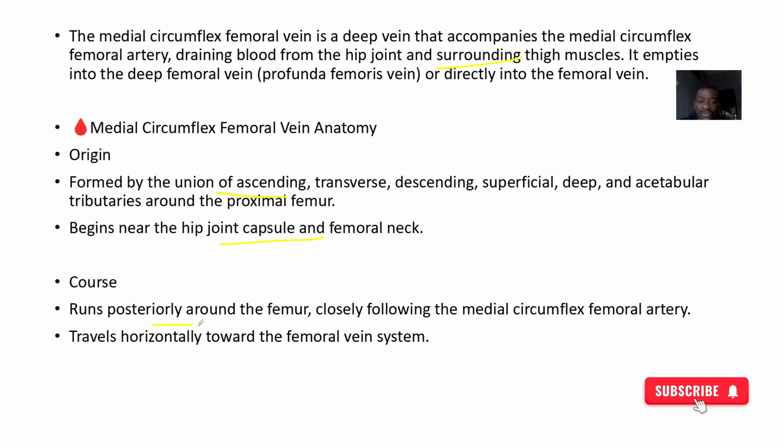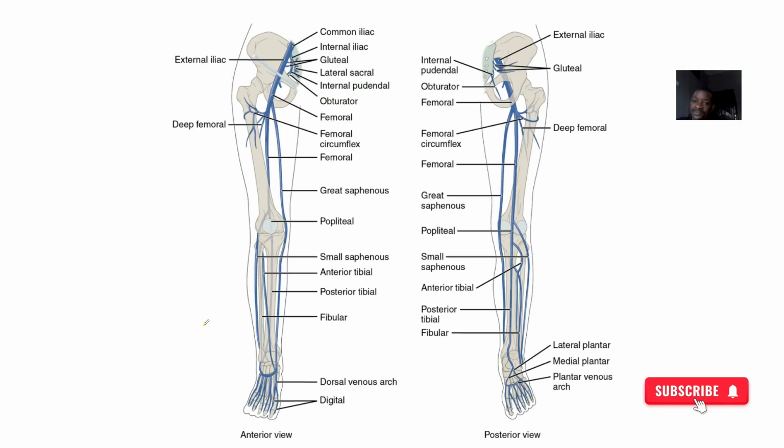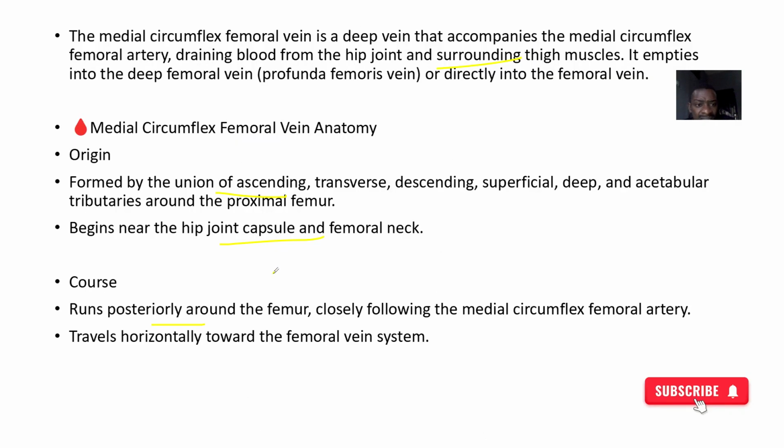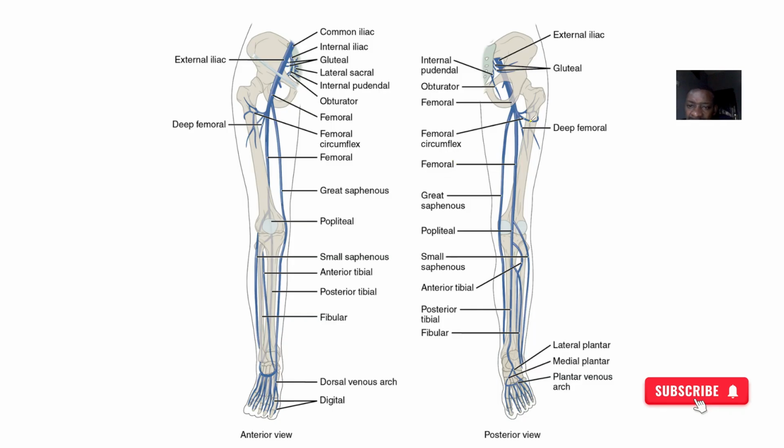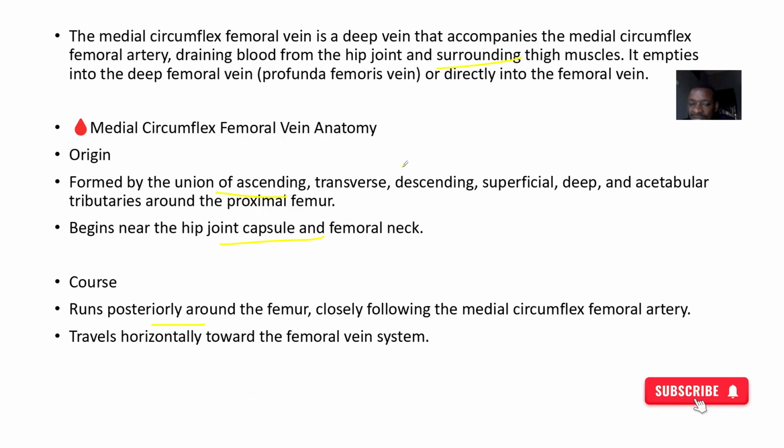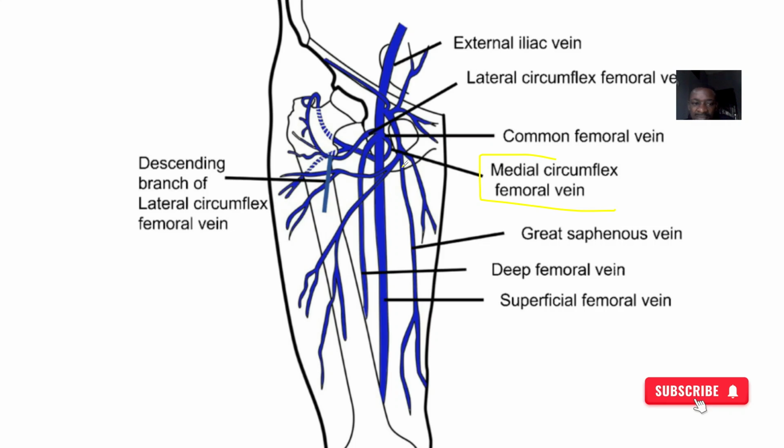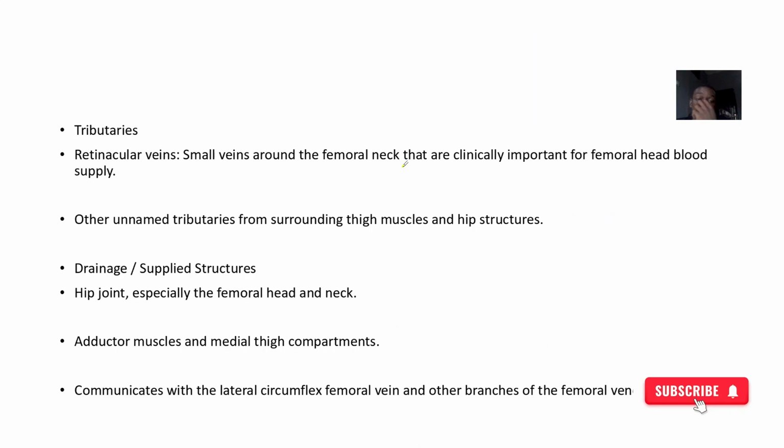It runs posteriorly around the femur, closely following the medial circumflex femoral artery. It travels horizontally towards the femoral vein system. Okay, so we said this was what, medial circumflex, right? So here is just the femoral circumflex, right? So that's the lateral circumflex. The one at the back should be the medial circumflex. So, guessing. Okay, so tributaries receives the retinacular veins and also some unnamed tributaries from the thigh muscles.